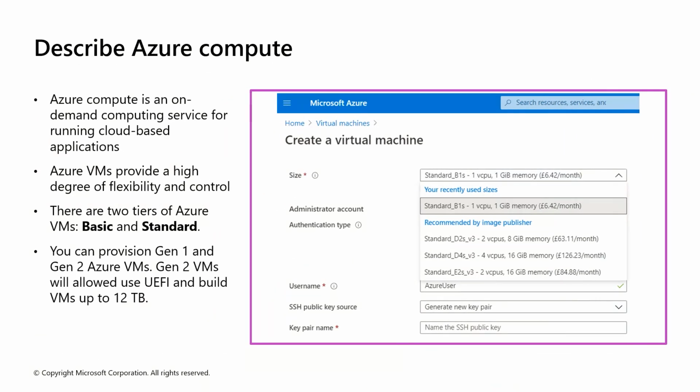Azure virtual machines offer flexibility and control with two main tiers, Basic and Standard. Basic tier is ideal for non-production workloads and offers limited features and VM sizes. But Standard tier supports premium storage and higher performance, suitable for production workloads. For more details, check out the Microsoft Learn module on Azure Compute.